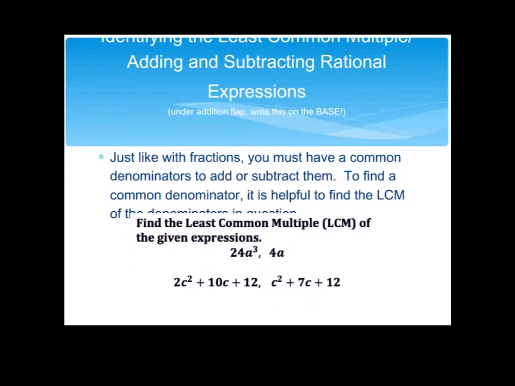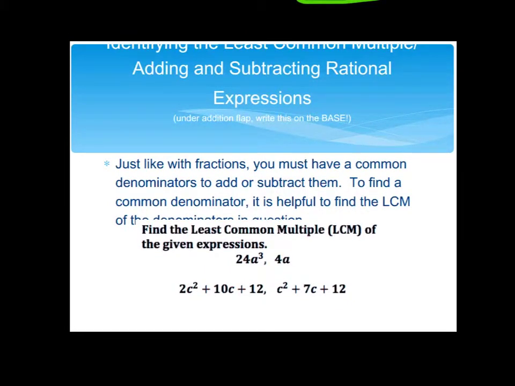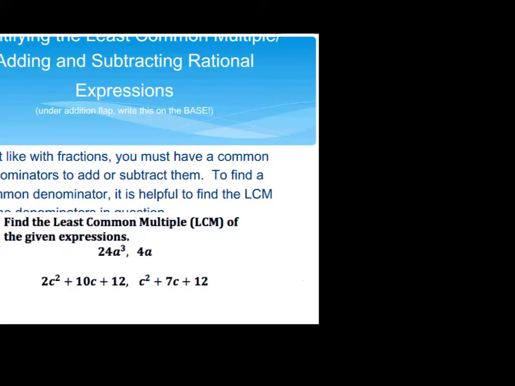So let's begin. Just like with fractions, you have to have common denominators to add or subtract rational expressions with unlike denominators. To find a common denominator, it is helpful to find the least common multiple. The least common multiple of the given expressions is what we're going to need to find for 24a to the third and 4a, and I will show you exactly how to do that. We're going to move over to this side and play around with this concept.